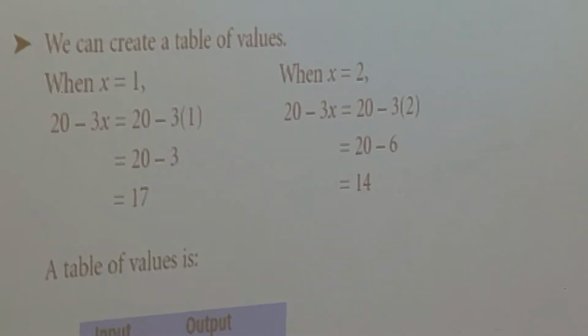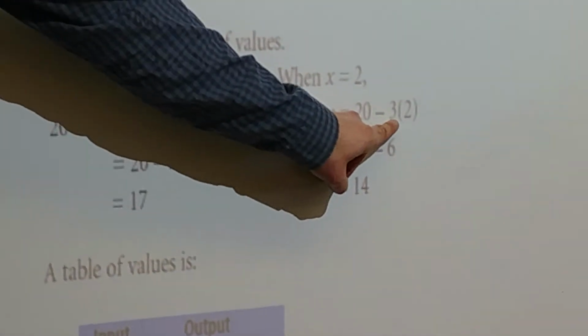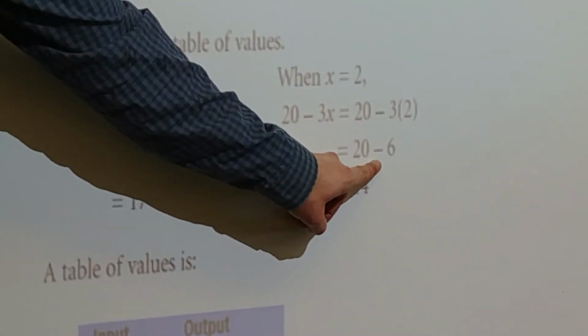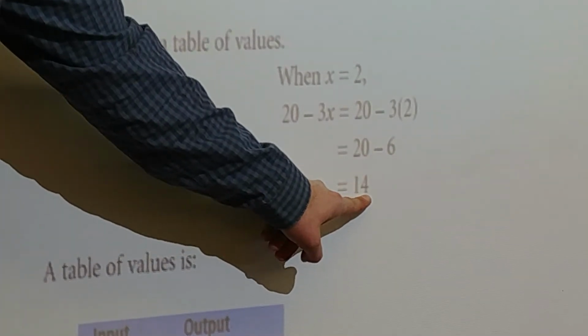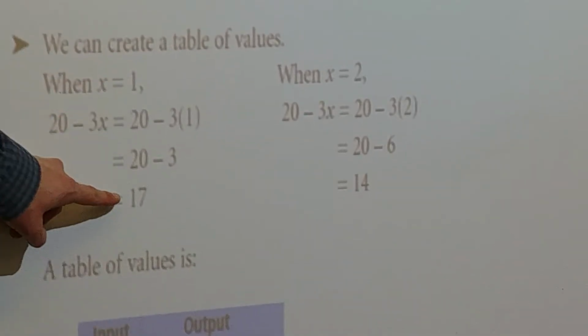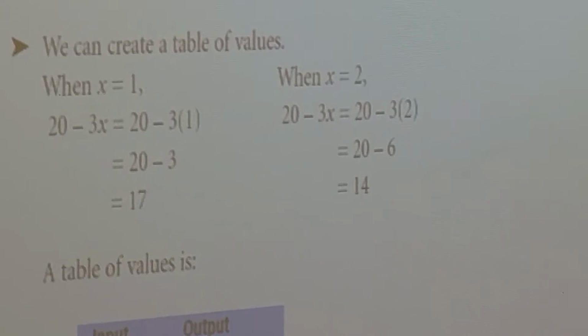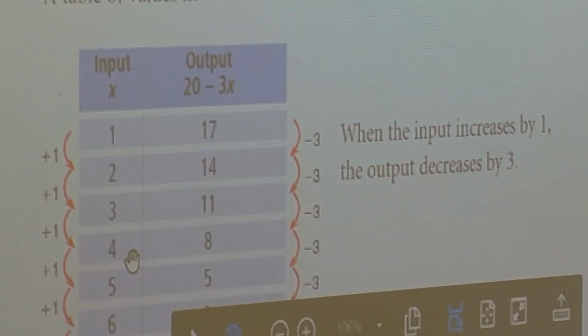What if x was a 2? Well, let's replace the x with a 2. 20 minus 3, instead of 3x, we replace it with a 2. So that's 20 minus 6, because 3 times 2 is a 6. So that means it's equal to 14. So the input is 1, output 17. Input 2, output 14. And then it makes this chart right here.